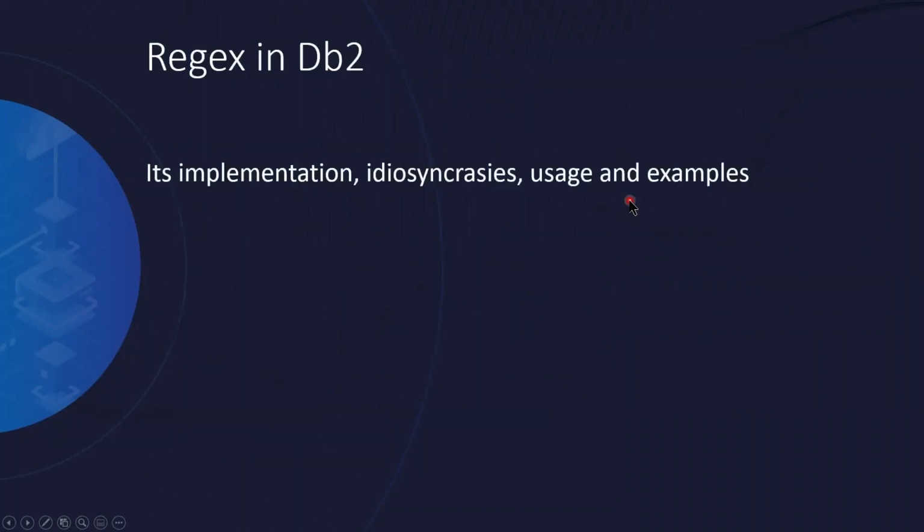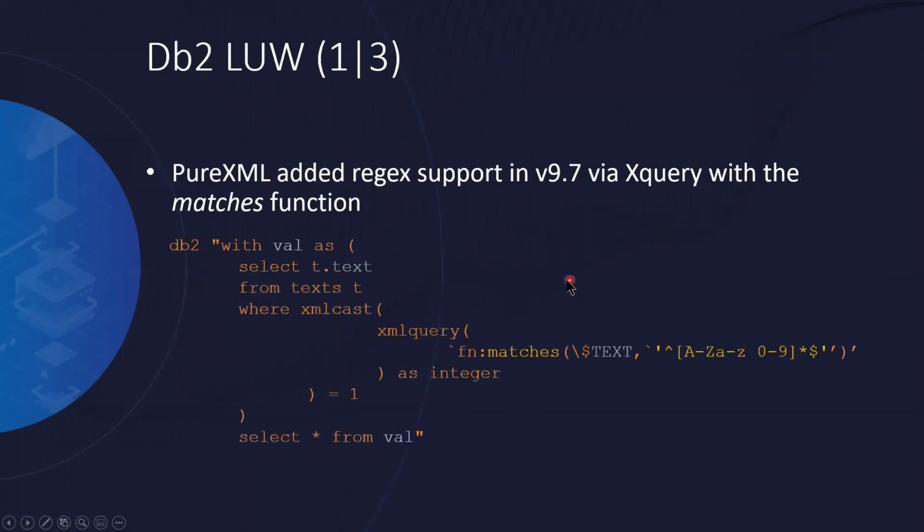Moving on. How are regular expressions implemented in DB2? Let's have a look at its implementation and idiosyncrasies, foibles, usage, and examples. So pureXML added regex support in version 9.7 of DB2 LUW. And this was implemented via XQuery with the matches function. So, where are we?